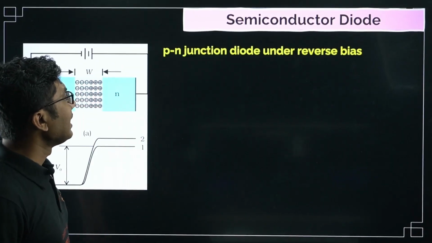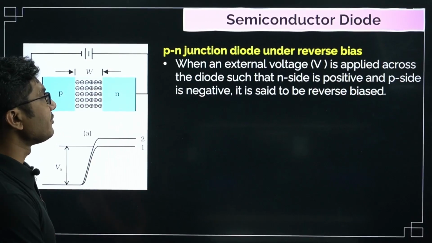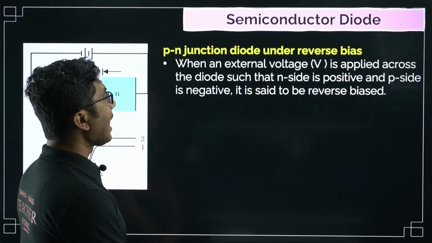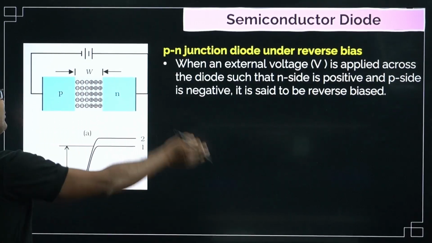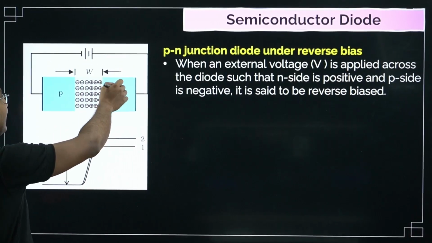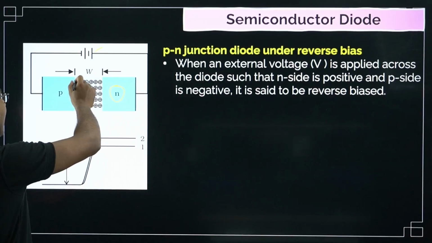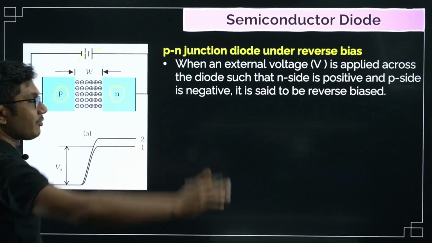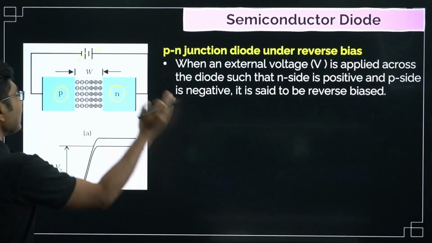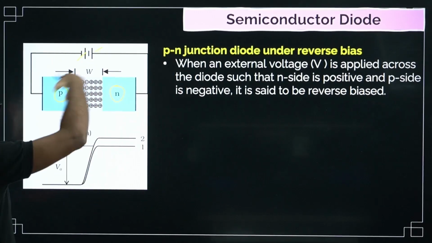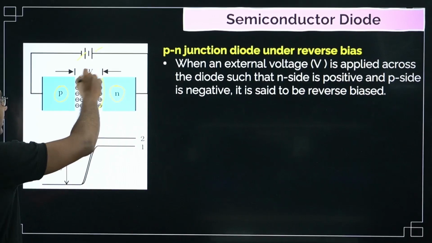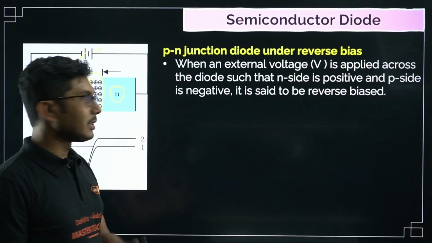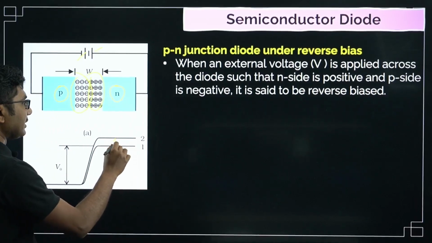Now reverse bias. In reverse bias, an external voltage V is applied across the diode such that the N side is positive and the P side is negative. Now what you are doing is the reverse of that. You are making the negative side positive and the positive side negative. So what will happen in this case? The barrier potential obviously will increase because it is supplying more and more positive charge to this side, so they are all accumulating over here, and negative charges are accumulating over here, so the width of the depletion region keeps on increasing.